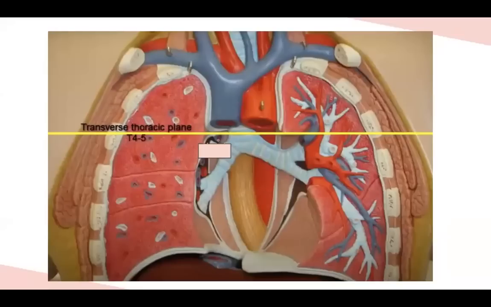Now, moving on, we're gonna look at T4, T5. We're gonna see this little vessel here. Does anyone know what this vessel is, or can kind of guess what it is? So this vessel right here is the azygous vein, and we're going to see it in the cross section.